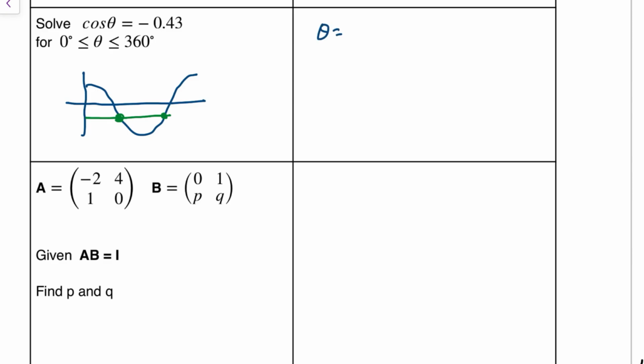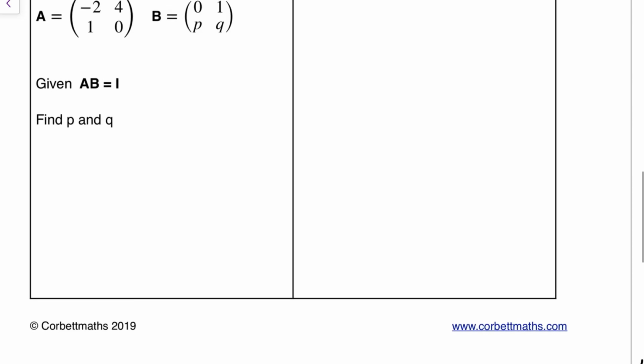Calculator out, and so that tells me that theta equals cos minus 1 of minus 0.43, which is 115.5 degrees. Now, because that is that distance from here to here, this distance from here to here is going to be 115.5 degrees. So therefore, this other one here is going to be 360 minus that. So 360 minus 115.5 is going to give me 244.5 degrees. And that is the next question done. Nice question. And that's it, final question today.